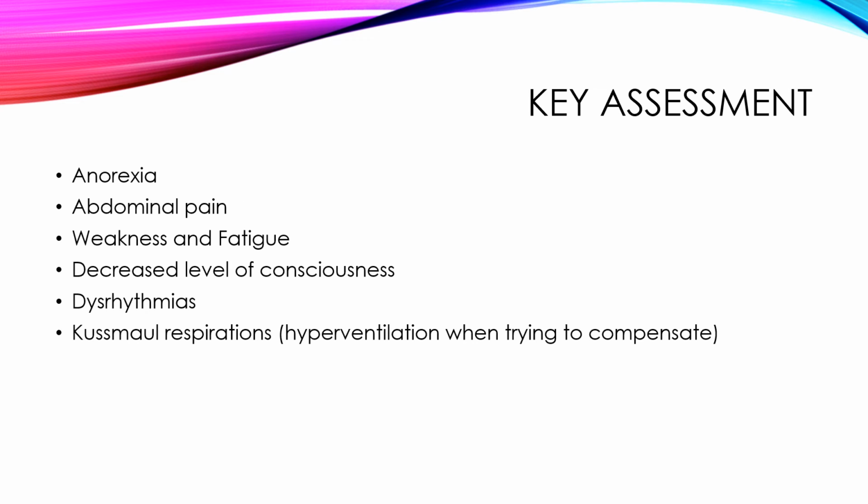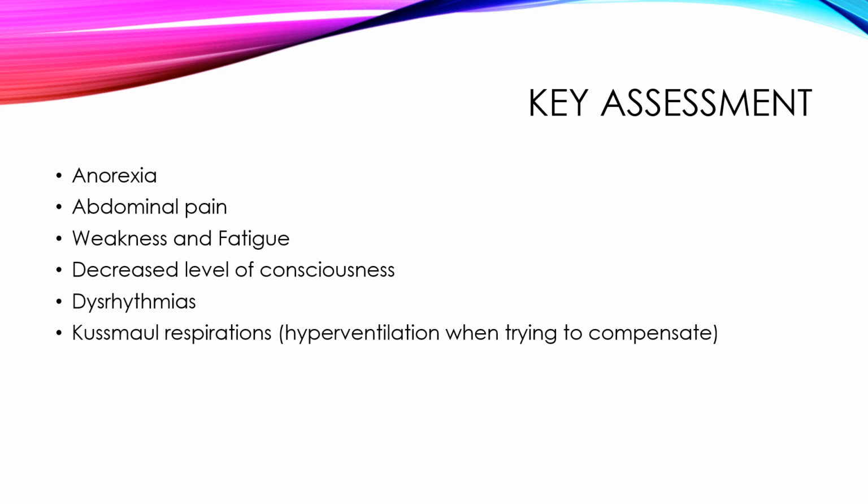So some key assessments that we're going to be looking for. We may have anorexia or a lack of desire to eat, and this could occur because of any kind of diarrhea, or if we've got any kind of gastrointestinal function that's going to be affected, we may see a patient that has anorexia. The abdominal pain, this could be from the diarrhea, it could be from fluid imbalances or an ingestion of some kind of medication or toxin that has excess acid in it. Think about aspirin, methanol, ethanol, any of those may have an excess of acid that could cause some abdominal cramping.